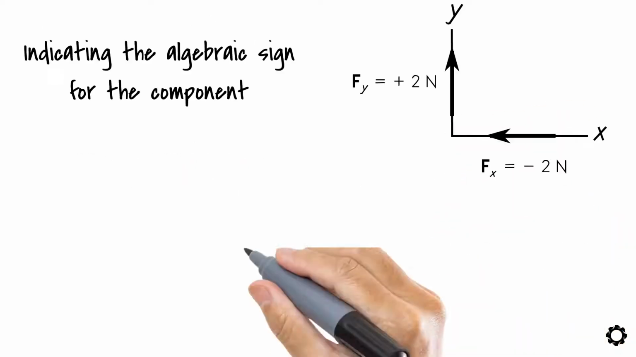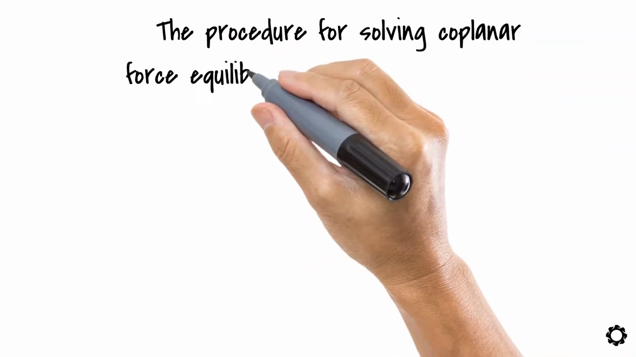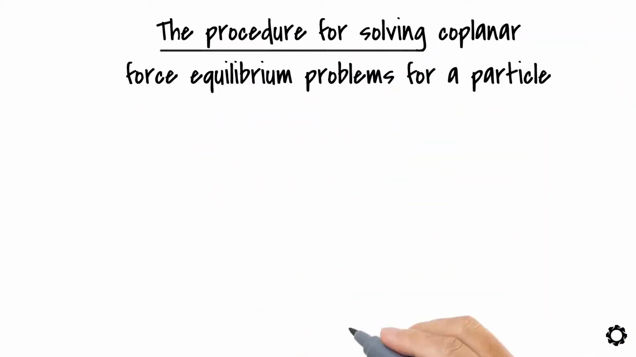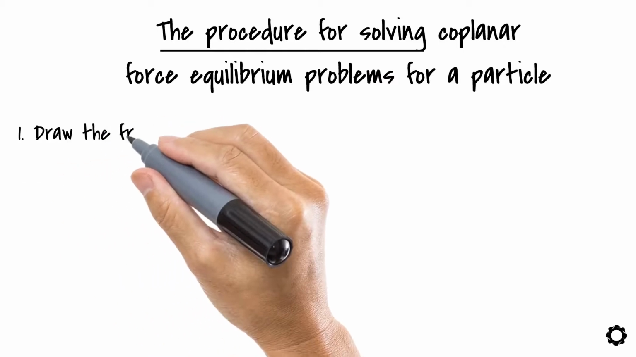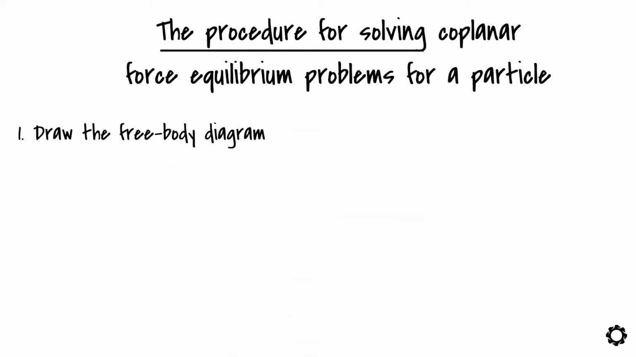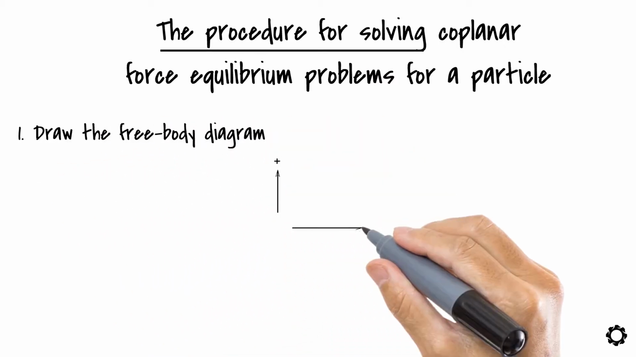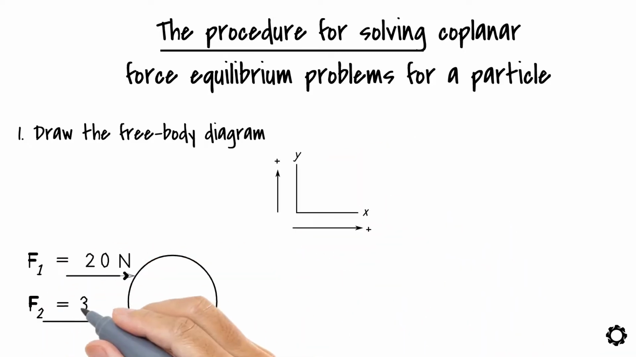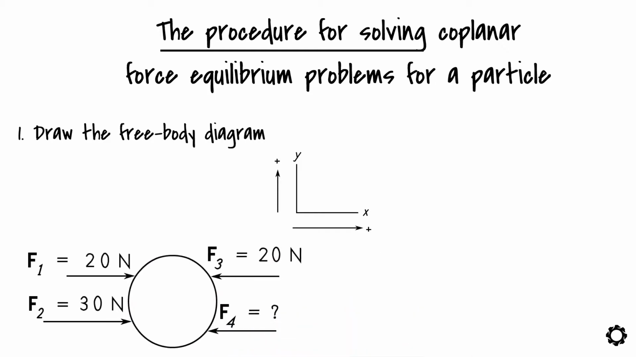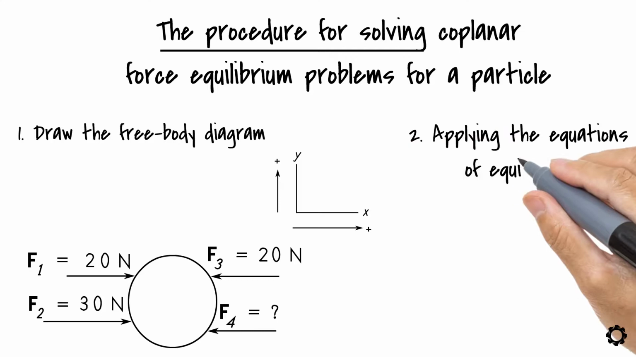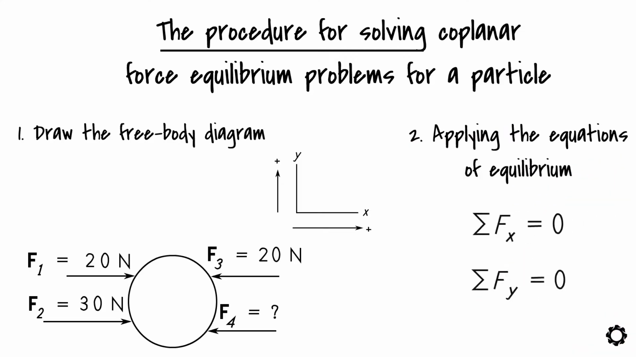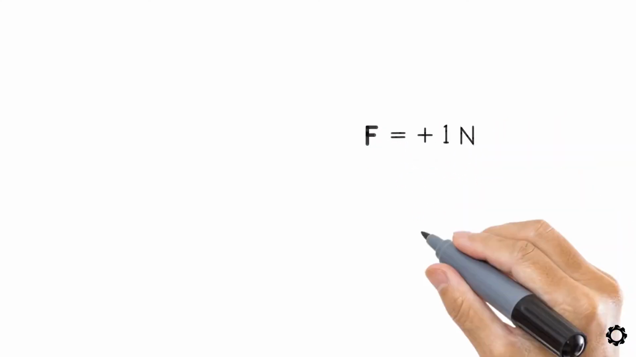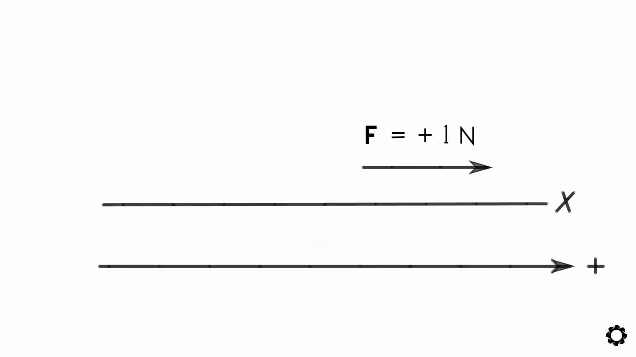Let us now summarize the procedure for solving coplanar force equilibrium problems for a particle. The first thing that you should always do is draw the free body diagram of the particle. In this step, you will establish the positive directions for the x and y axis, and you will draw each known and unknown force with their magnitudes and directions on the diagram. After you have drawn the free body diagram, you can start applying the equations of equilibrium which are shown. Just remember that if the magnitude of the force component is positive, then it is directed along a positive axis and vice versa.